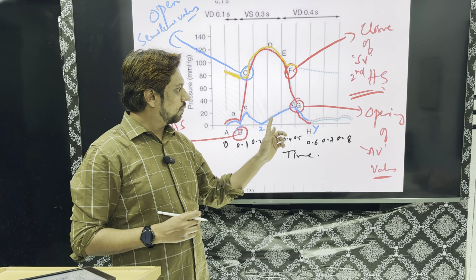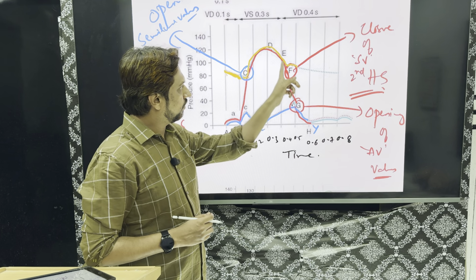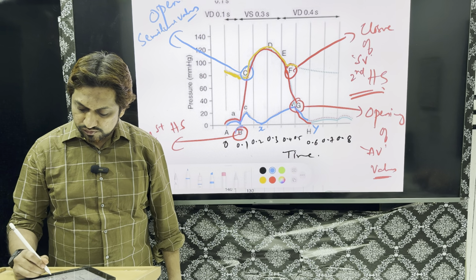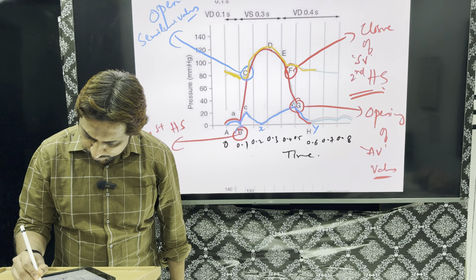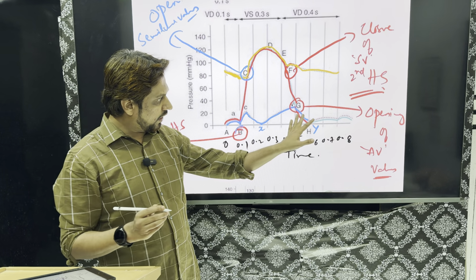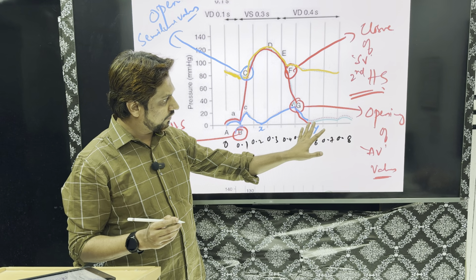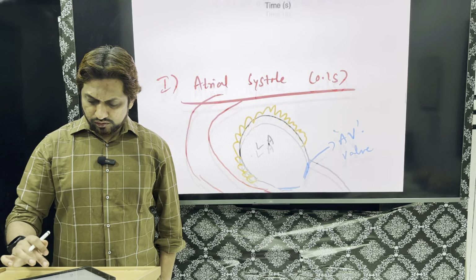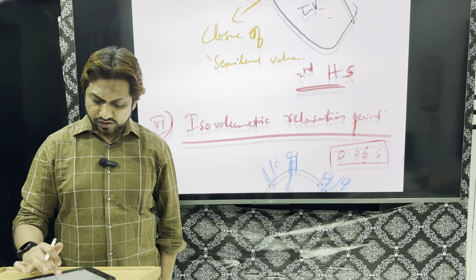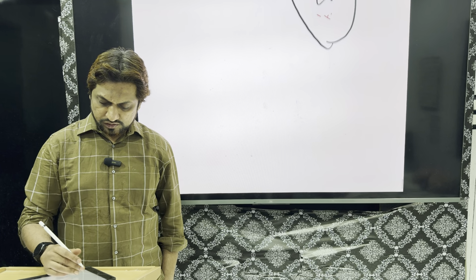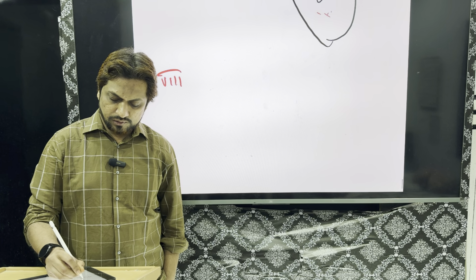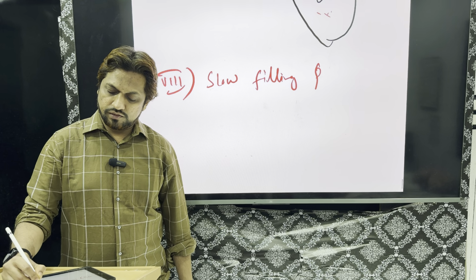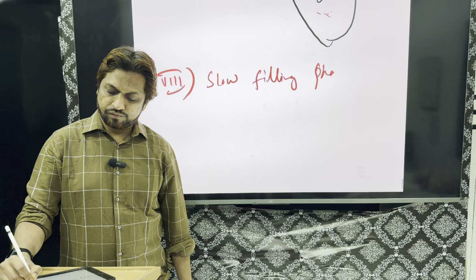This blue color is the pressure changes in the atria, this red color is the pressure changes in the ventricles, and this yellow color is the pressure changes in the aorta. This rapid filling phase of 0.11 second you can see here. Then the last one is the slow filling phase, which is around 0.19 second. It is almost the last phase, the eighth phase here.